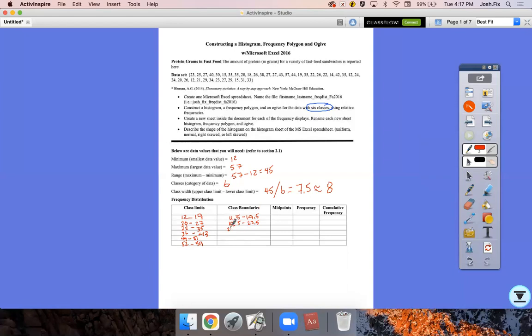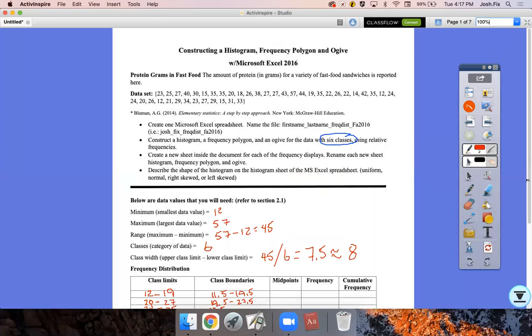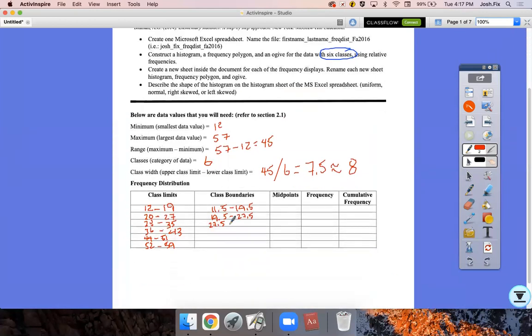So this would be 27.5 to 35.5, and then 35.5 to 43.5, and then 43.5 to 51.5, and then 51.5 to 59.5. So that's how you get your class limits and your class boundaries.